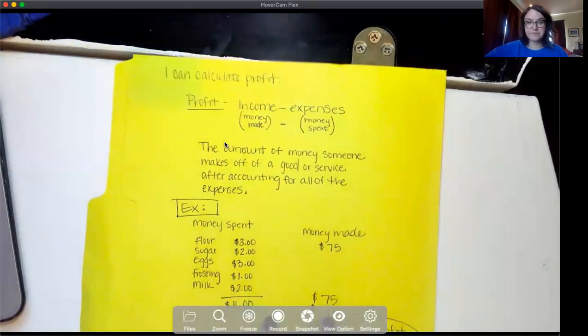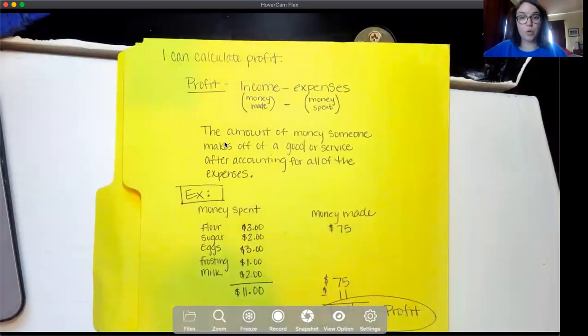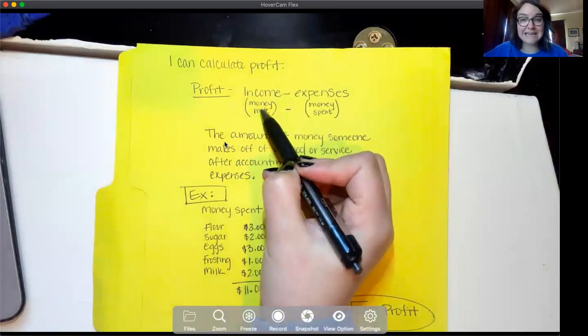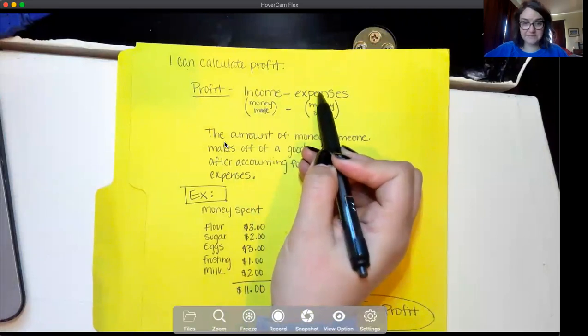So, for example, if I am going to open up a lemonade stand and I spend maybe $7 on supplies for the lemonade stand, but I made $20, I have to take off the $7 because I already spent that. So profit is the money you made, or the income, minus the expenses, which is the money spent.